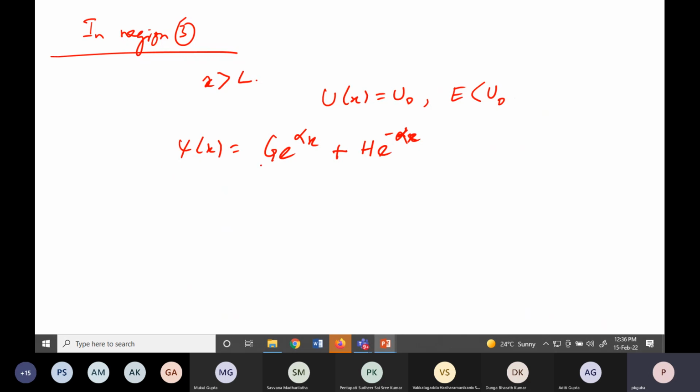Now among g and h, here also we can argue in a similar manner. If we keep on increasing x in the positive direction, psi x should not diverge. What does that mean? It means that g should be equal to 0, because when x is very, very large, this g term, this first factor, will make psi tend to infinity, so that can't be the case. So g will be 0. So in region 3, psi x should be h e to the power minus alpha x. So let me write the equations now.